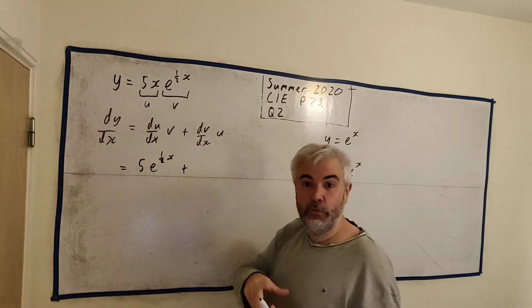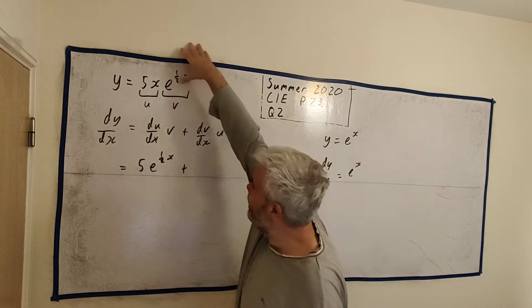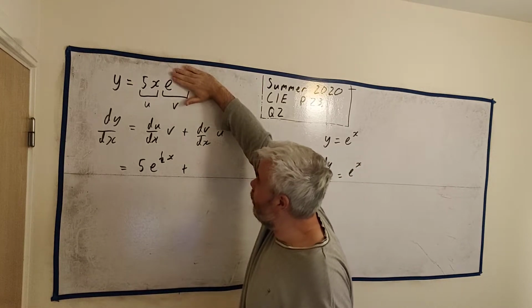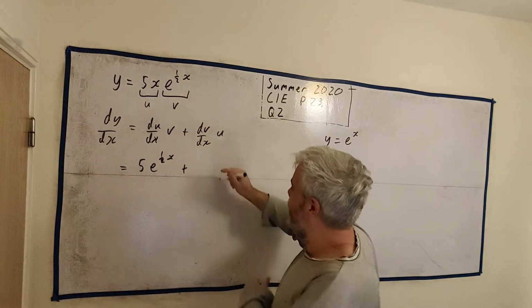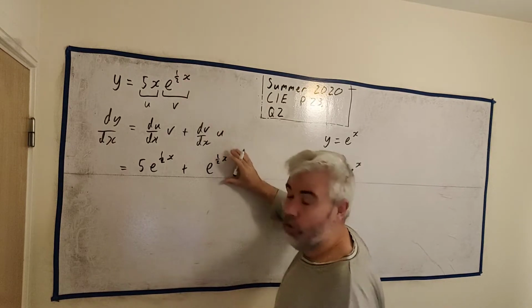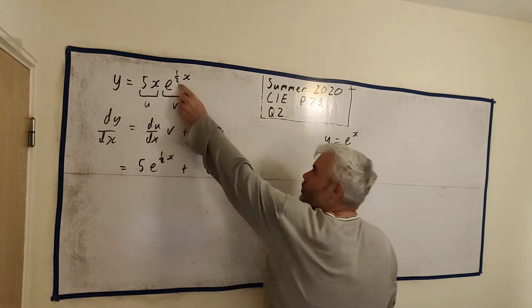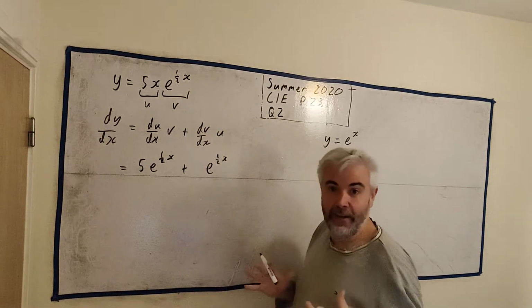For e to the half x, we just use the chain rule in the middle of it. We pretend the half's not there. We pretend this whole thing, a half x, is just x. So the answer is just e to the half x. No matter what's there, it looks the same. But we're not quite allowed to do that. We have to accept that the half is there.